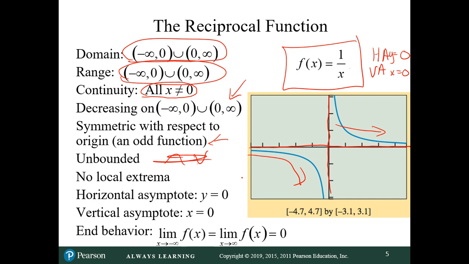Horizontal asymptote of 0, vertical asymptote is 0. And as we go towards negative infinity, as this blue line goes left forever, it's getting closer and closer to 0. As the blue line goes right forever, that's what this means. As we're going to the right forever, it's getting closer and closer to 0. It'll never hit it, but it gets really, really close to it. So that's why it becomes a limit. Limit says, where are you getting really, really, really close to?